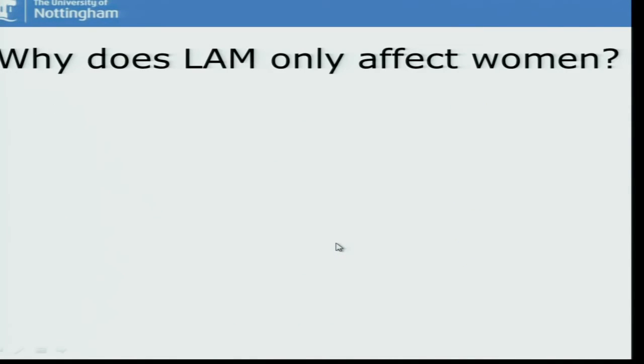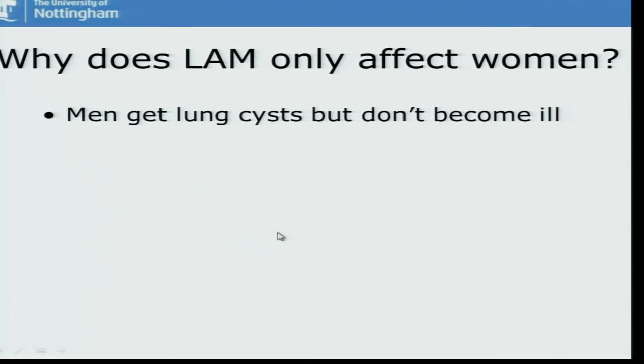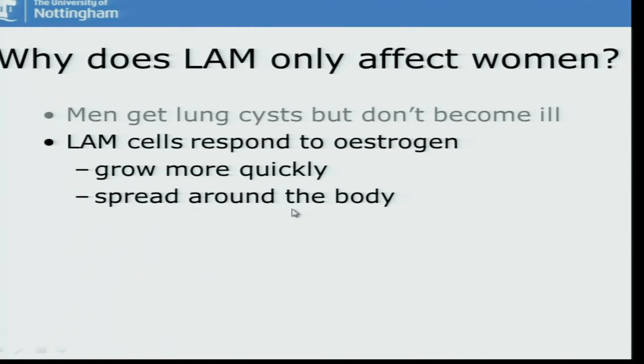So one of the questions that troubles us a lot, really, is why LAM only affects women. And actually, men do get lung cysts, but they don't tend to become ill. So about 10% of men with tuberous sclerosis will have lung cysts, but they don't tend to develop symptoms of LAM. And we think that this is due to the female hormone estrogen.